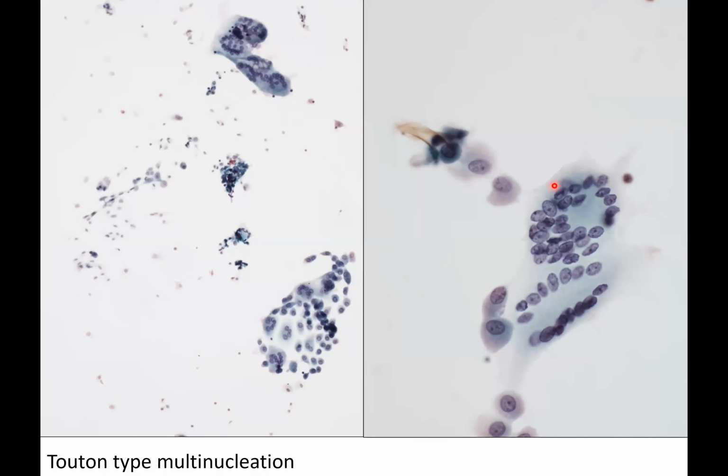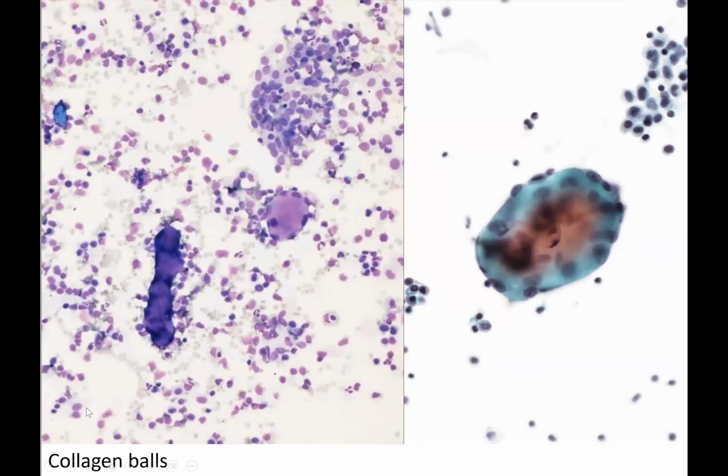Sometimes too, mesothelial cells in peritoneal washings can be multinucleated, adopting this Teuton-like ring appearance. And of course, lovely pretty collagen balls can also be seen in peritoneal washings, the mesothelial cells wrapping around a collagen core, representing the detached papillary tufts, and not to be confused with glandular clusters.